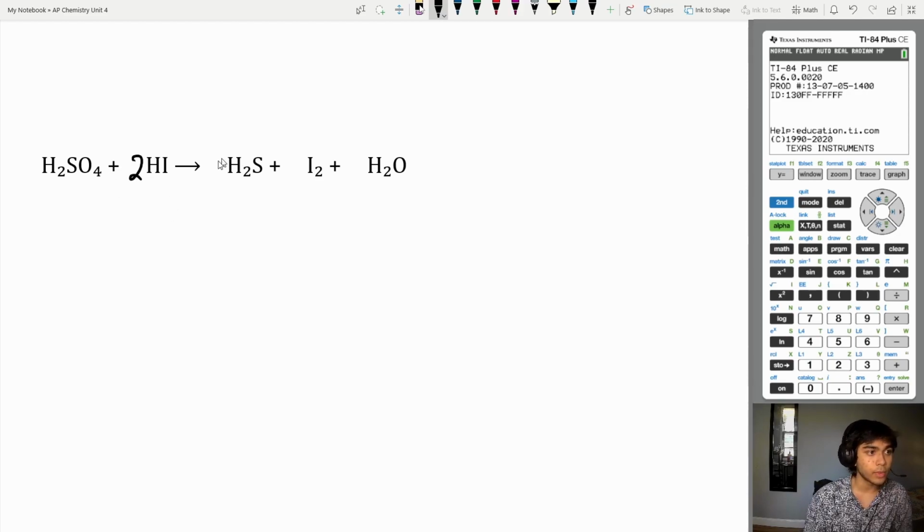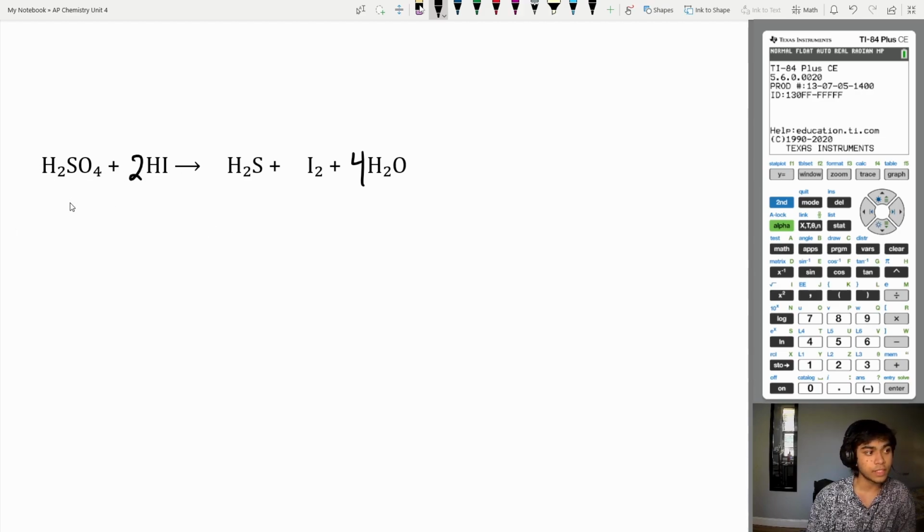And now we have to look for what to tackle next. Well, let's tackle the oxygen. There's 4 oxygens on the left-hand side and only 1 on the right-hand side. So let's add a 4 here, and that balances out the oxygens. What this throws out of balance, though, is the hydrogens. We have 8 plus 2 hydrogens, 10 hydrogens on the right-hand side, and only currently 4 on the left-hand side.